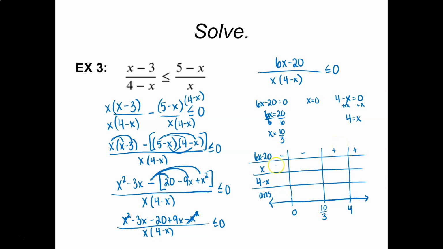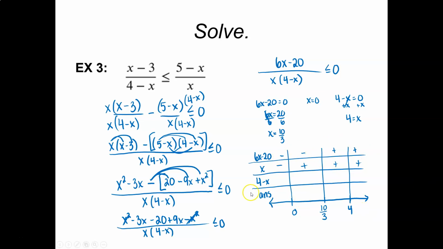For x, if you plug in a negative, you get a negative. If you plug in a positive number, you get a positive. So it'll look like that. And be careful with 4 minus x. If you're very carefully going through it, you'll be fine. But you may have been starting to notice that it usually goes negative first and then switches to positive.